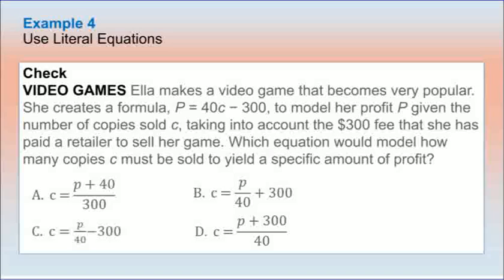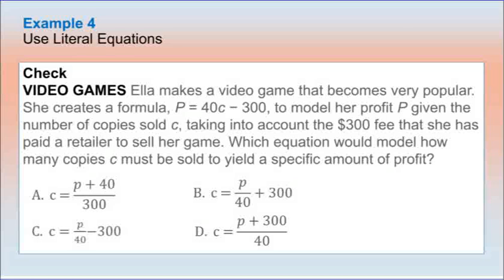Next one. Ella makes a video game that becomes very popular. She creates the formula P equals 40C minus 300 to model her profit P, given the number of copies sold C, taking into account the $300 fee that she has paid a retailer to sell her game. Which equation would model how many copies C must be sold to yield a specific amount of profits?